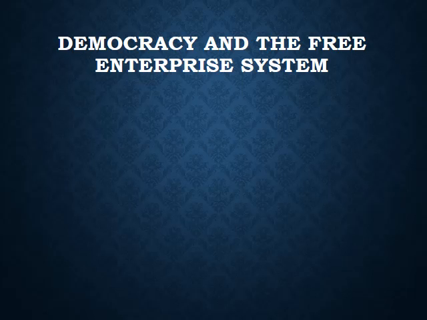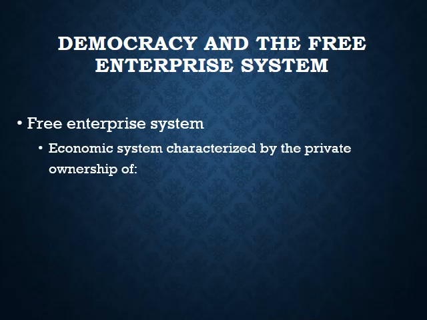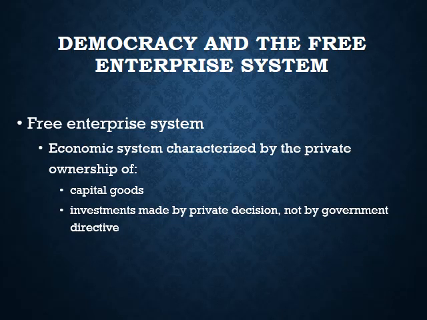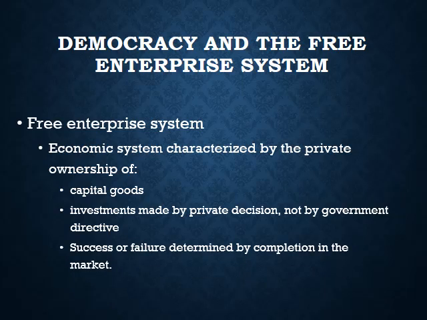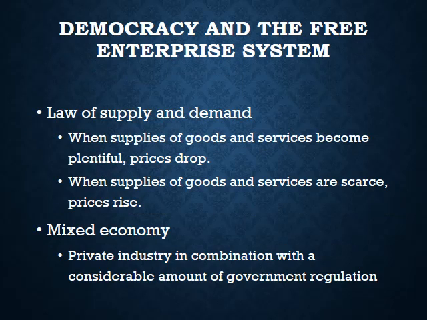All right, now, democracy, where we already know the people rule, also includes our economy. In our democracy, we have a free enterprise system, which means private citizens, you and I, can own capital goods, investments. Success or failure is not determined by the government. It's determined by whether people want to buy our stuff. All right, the law of supply and demand. We know how this works.